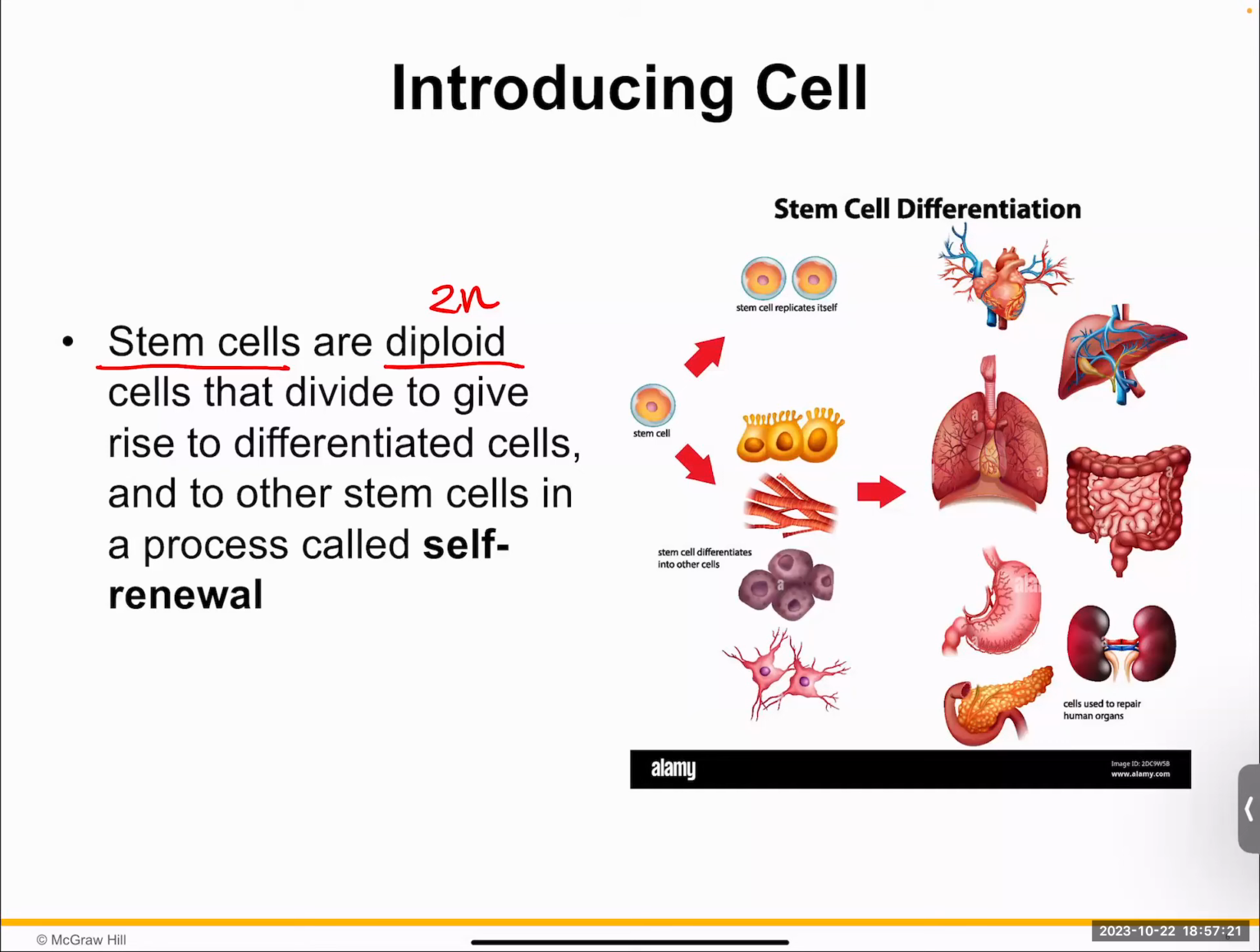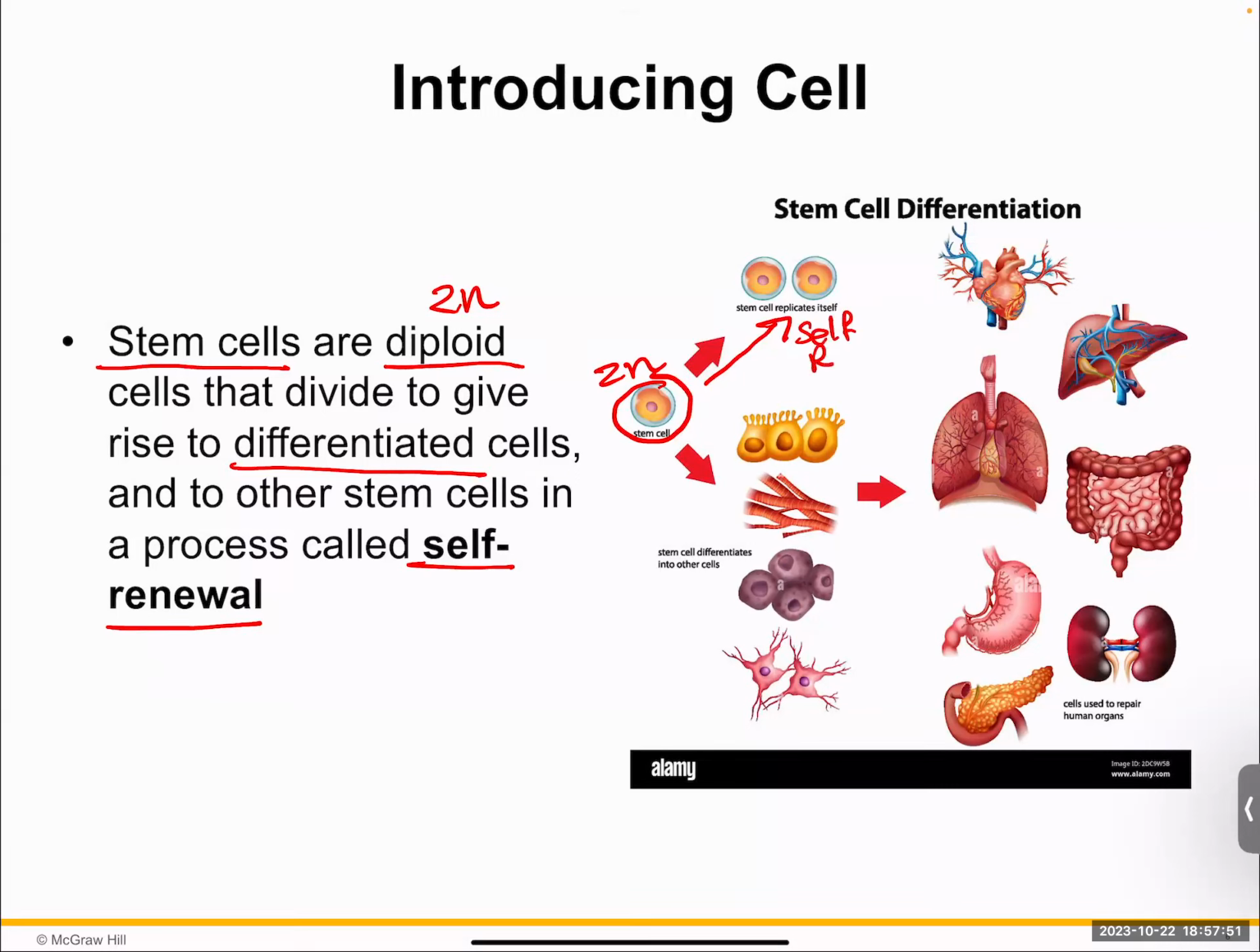That process of dividing and creating new types of cells is referred to as differentiation, or the cells undergoing differentiation. They also have the option to renew themselves through a process of self-renewal. So let's take a look at the image I have on the side. So here is the original stem cell. And again, these are 2N. These cells can undergo self-renewal, which is what we have here.